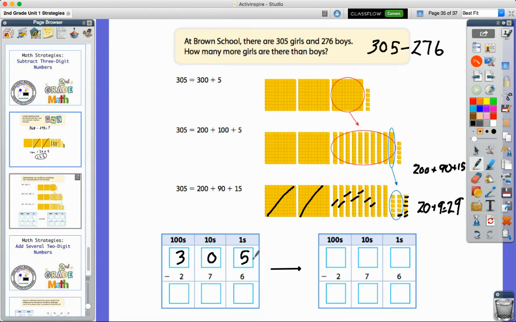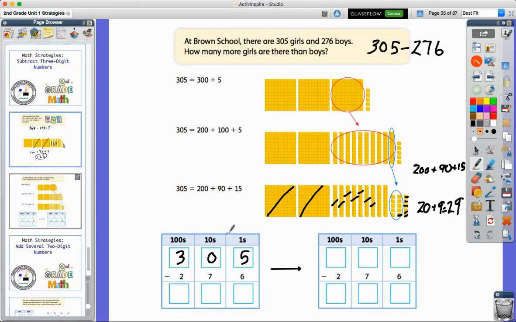Again, if I look at this, I can't have 5 and take away 6. And I can't have 0 and take away 7. So we know we're going to have to go over here to the hundreds and take some of those hundreds and bust them apart into tens and ones. So I'm going to do that just like we did up here, but in the place value chart.